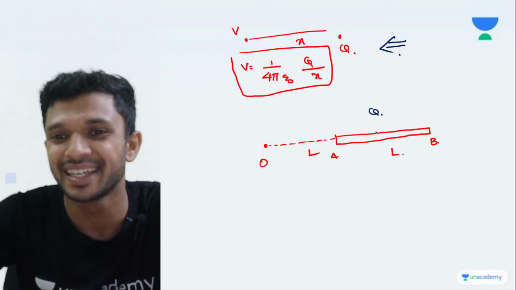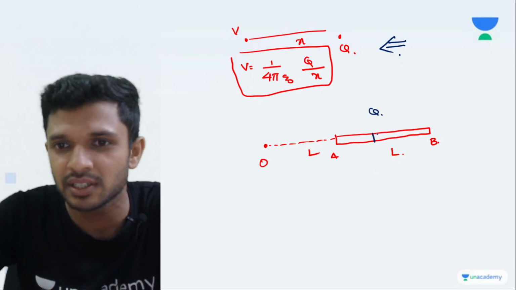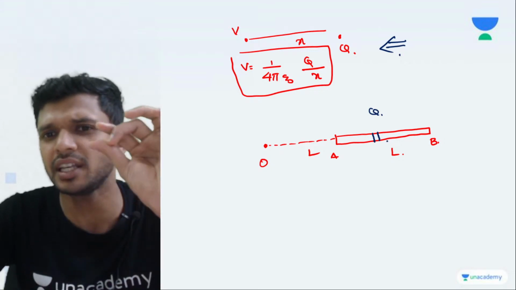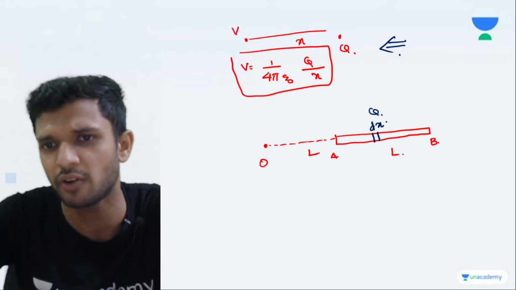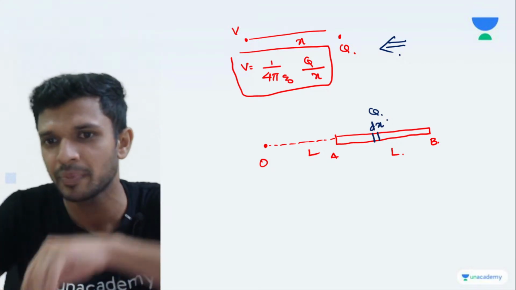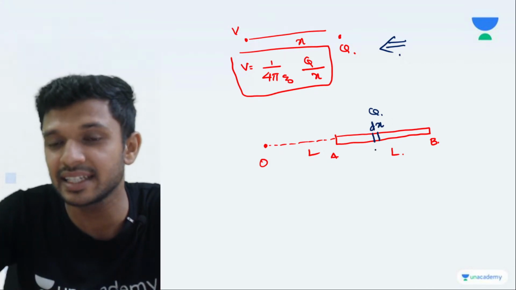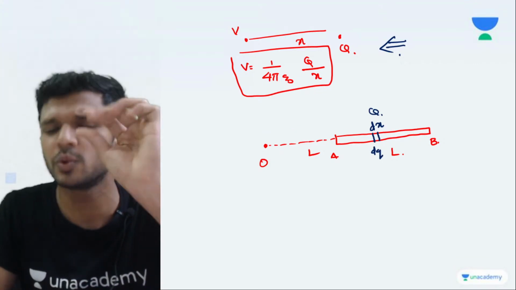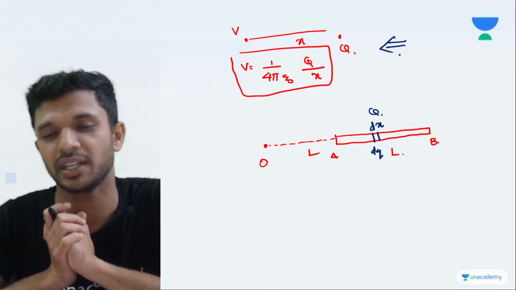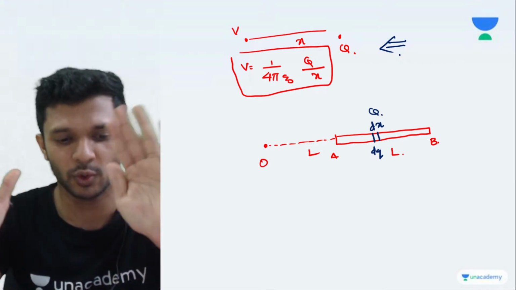What will we do? I'm going to take a very small portion from that rod. Let's say it is having a width of dx, a small dx width, and it is having a charge of dq. What is dq? A very small charge which is over that small length of dx. Did you understand till here? There is no problem, right?